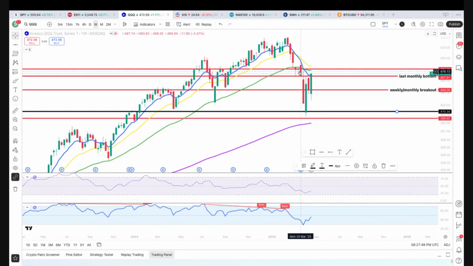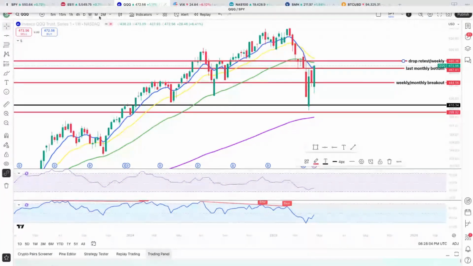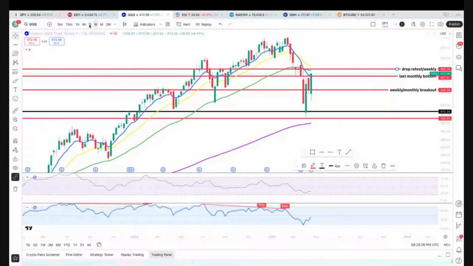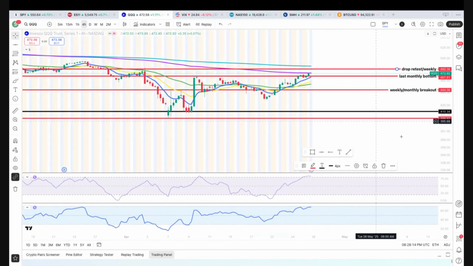But for QQQ, where I see its next area is 480. We would need to reclaim 480 for it to go any higher. You can see that this is actually the drop retest level on the weekly too. So let's see where we are on the daily. On the daily, we closed right under the 50, and the 50 and the 200 are crossed.